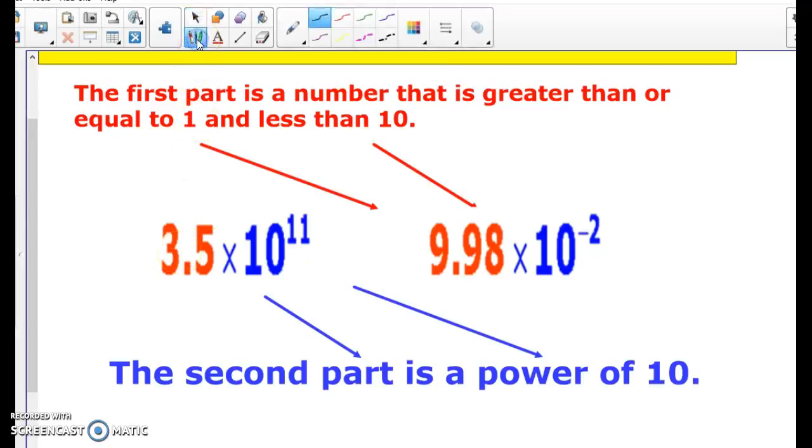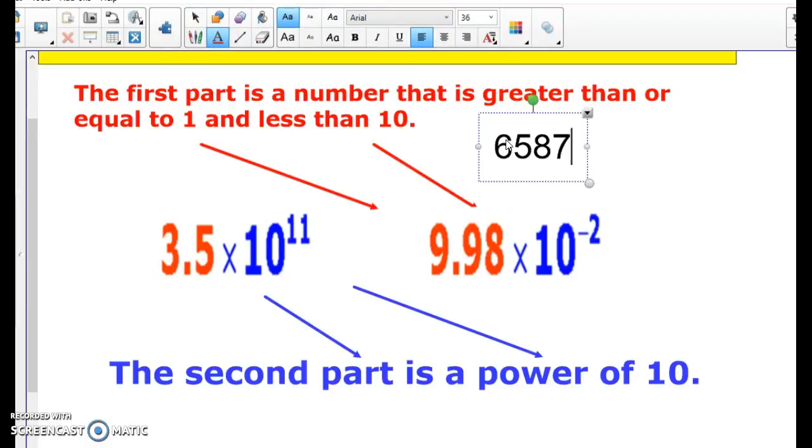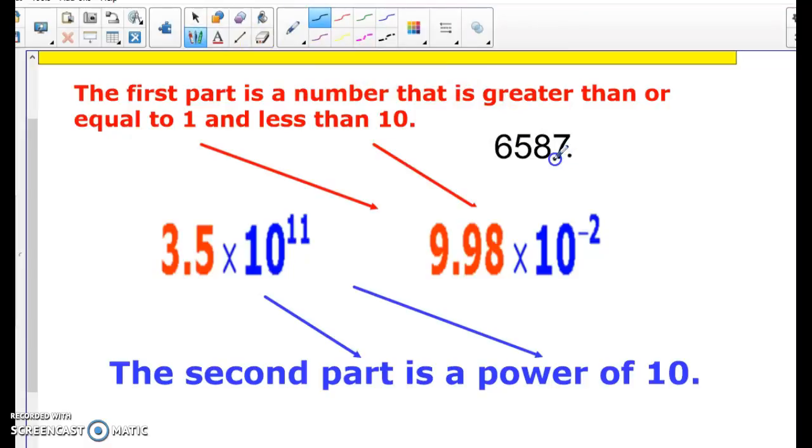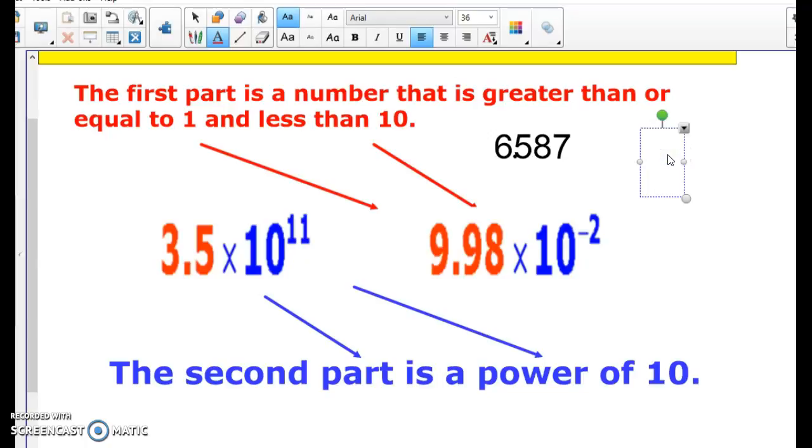So if you don't ever know where to put the decimal, if you get a number like 6,587, and I say write that in scientific notation, and you don't know if the decimal goes here, here, here, or here, it always has to go after the 1 spot. The number has to be between 1 and 10. So this one would be like 6.587 times 10 to the 1, 2, 3, third power. There's only one way to do that.